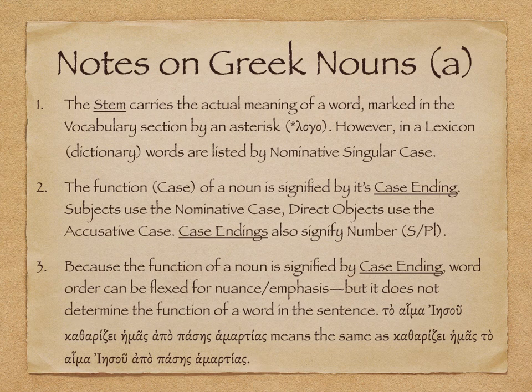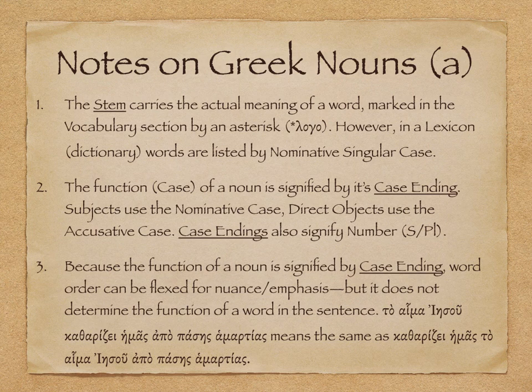Because the function of a noun is signified by case ending, word order can be flexed or nuanced for emphasis, but it does not determine the function of a word in the sentence. And you can see an example here. Ta chaima Jesu katharize chemas apapases chamartias. The blood of Jesus cleanses us from all sin. Means the same thing as katharize chemas ta chaima Jesu apapases chamartias.